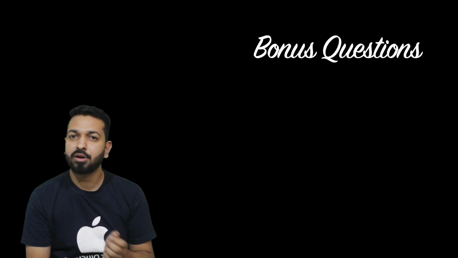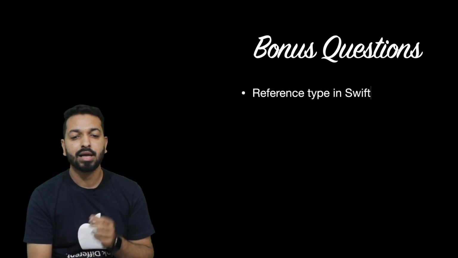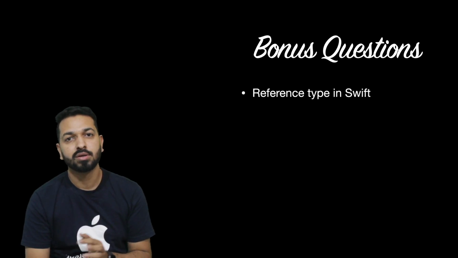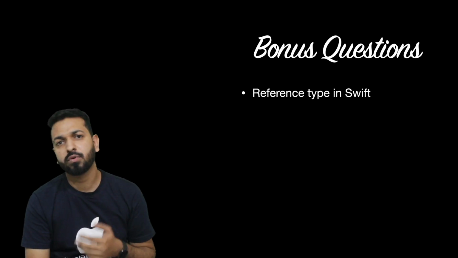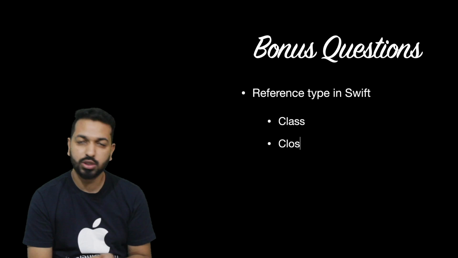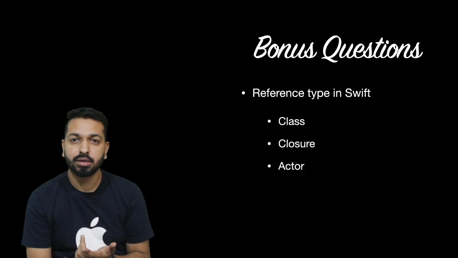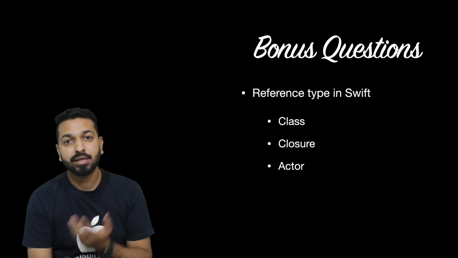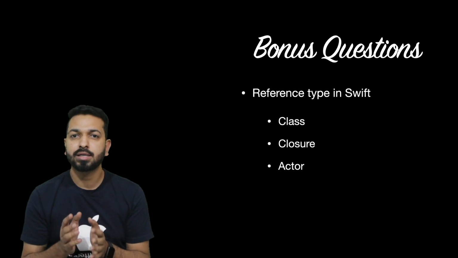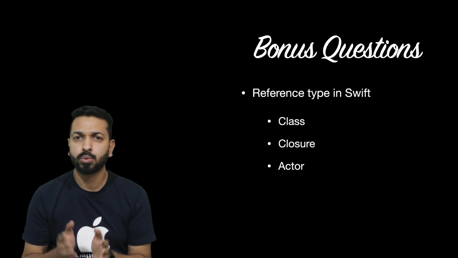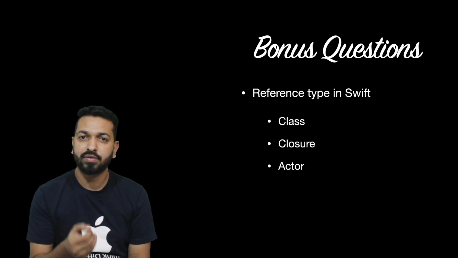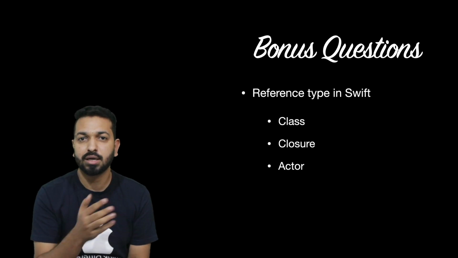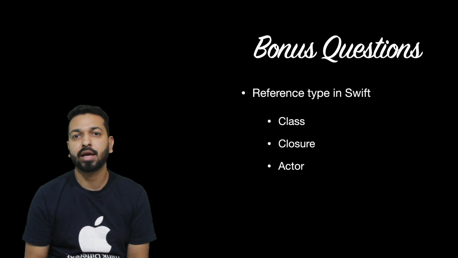Now let's move on to a couple of bonus questions. And the first one is reference type in Swift. So if someone asks you, if interviewer says that how many reference type are there in Swift, of course you will say class. So the class is first one. Then you will say closure. Closure is also reference type. And the third one is actors. So because actors are very new, they have been introduced in WWDC 21, we generally forget about actors. But if interviewers ask you for the reference type, even after mentioning classes and closures, then actor is something that they are expecting to hear.